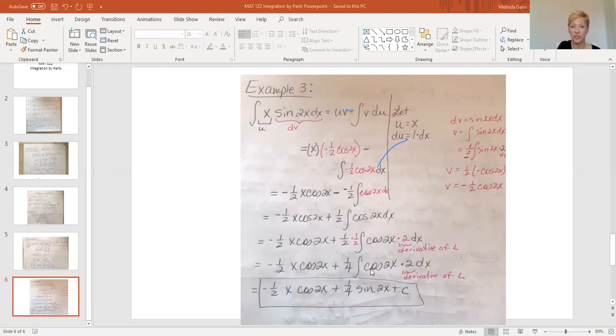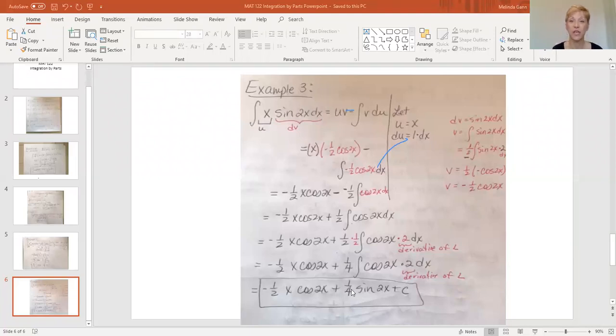So what happens when you integrate cosine of an angle? What is cosine the derivative of? Remember, sine. So when you integrate cosine, you get sine back. And then remember, at the end, always put that plus c, because these are indefinite integrals.